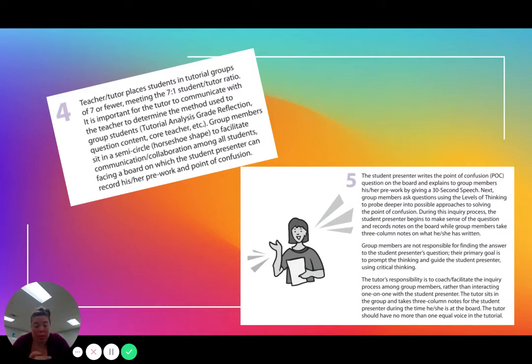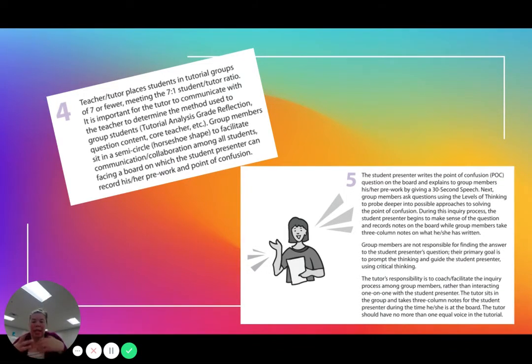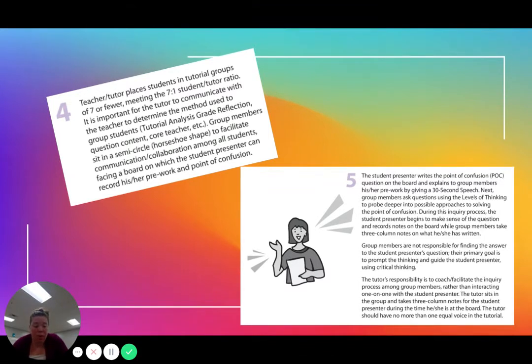Okay, group members are not responsible for finding out the answer. The group members may know the answer, but it's not about them knowing, it's about the presenter knowing. And so we're trying to help them get to that goal. And then the tutor, right, those college tutors that are going to be with us, their job is to facilitate and support. Again, they're not meant to know the answer. They might know the answer, hopefully, but their job is to guide to the answer. That's the goal.